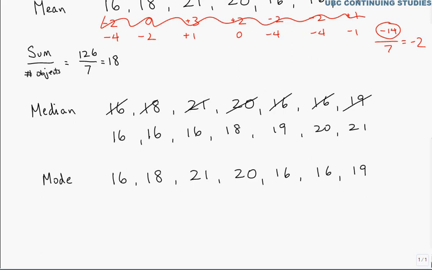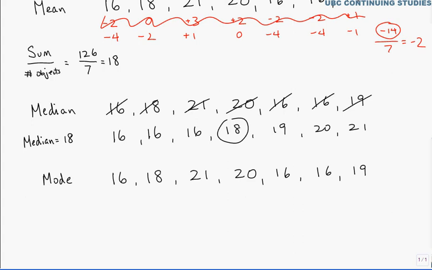Okay, there are 7 of them. Which one's in the middle? 18. So here, the median is 18. Now, it's a coincidence that the median happens to be the same as the mean. That isn't all that unusual, but it's certainly no guarantee that the median will be the same as the mean.